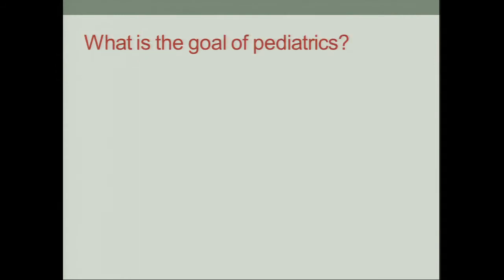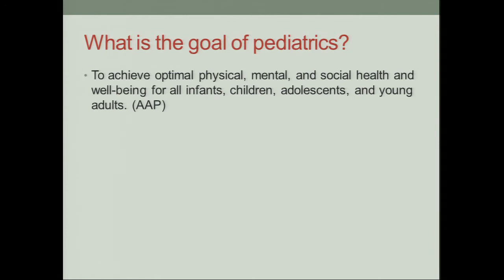So I'm going to start off pretty broad here with a question about what our goals are as pediatricians. What's the point of all this stuff that we do? The AAP tells us that the goal is to achieve optimal physical, mental, and social health and well-being for all infants, children, adolescents, and young adults. This sounds pretty lofty, it sounds really admirable, but I actually think this absolutely sells us short. I think our goal is to produce healthy adults. And I'm gonna argue that today.